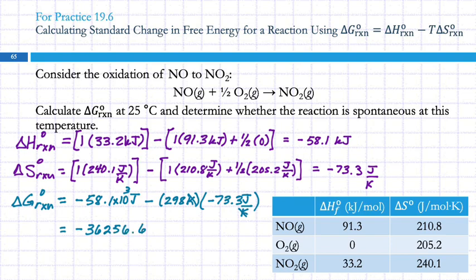And what's my unit? Joules, right? Okay, so that's an awkwardly large number, and it has too many sig figs. So we should probably express the answer in kilojoules, right? So we're going to divide by 1,000, which moves the decimal point over 3 places.